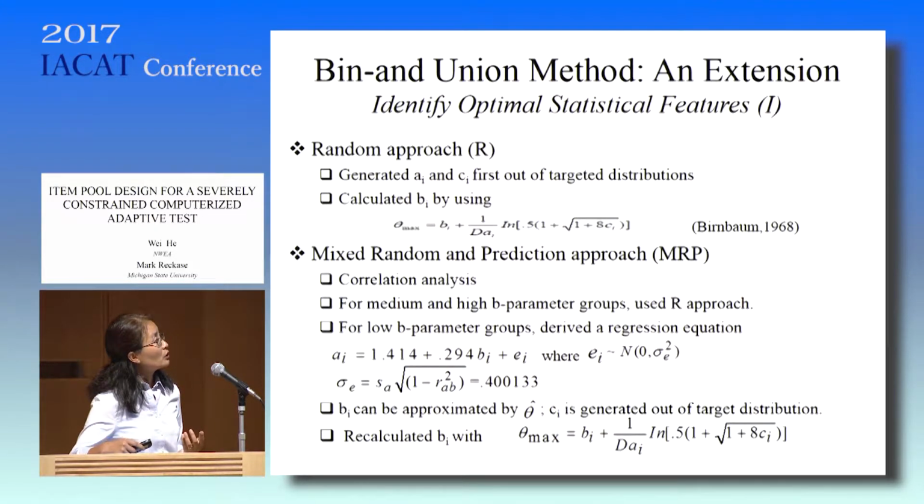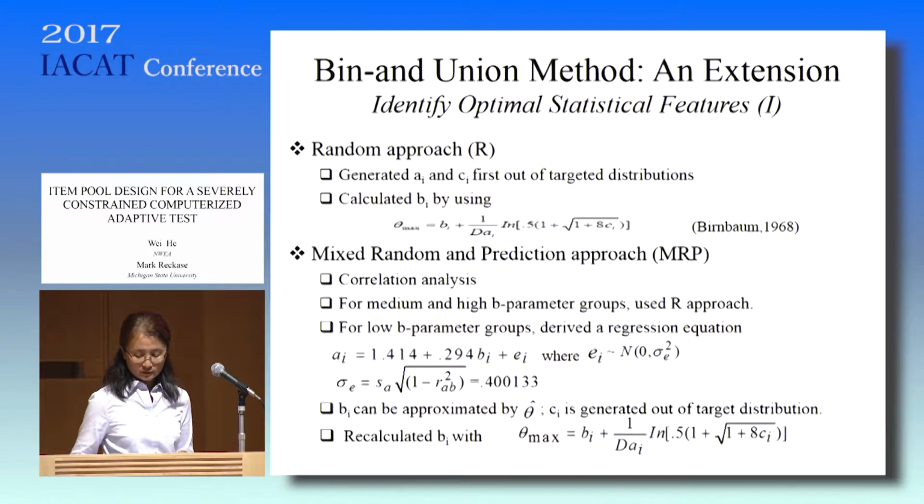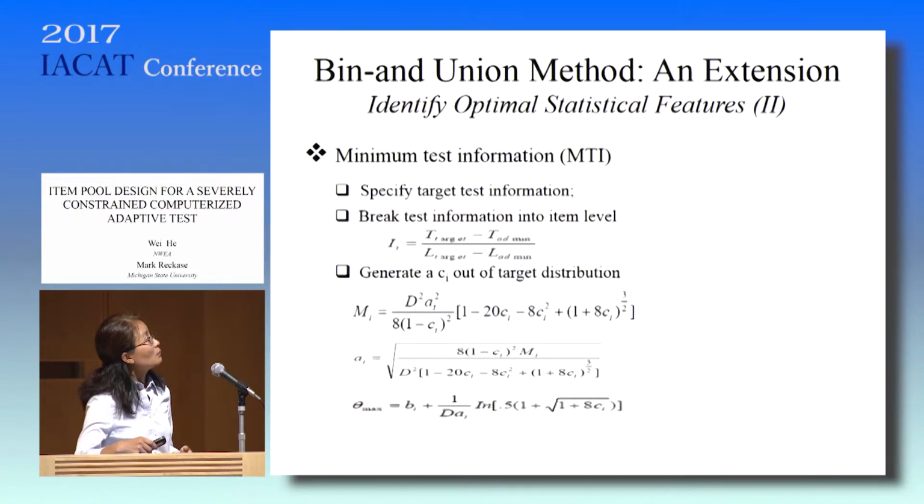For the mixed random and prediction approach, it just leverages the known information from the existing item bank in terms of the correlation between the A and B parameters, and then leverages those formulas to figure out the optimal items' A and B values. The last method is called minimum test information. Basically, you have to specify the target test information and then break down that test information into item level.